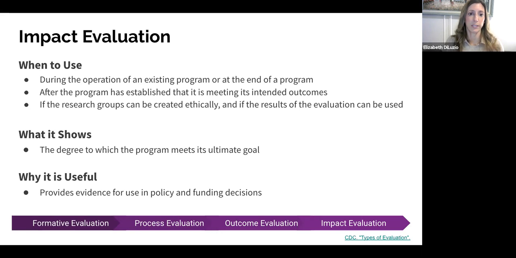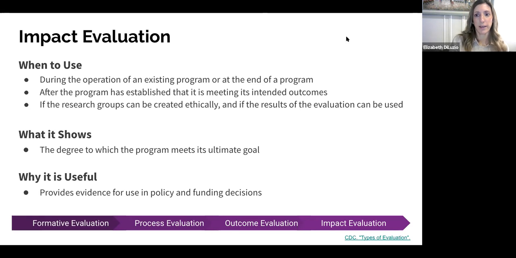And then similarly, the research groups need to be created ethically, and the results really need to be used at the end of the evaluation period. And then what it shows is the degree to which the program meets its ultimate goal. And it's useful because it provides evidence when it comes to policy and when it comes to funding decisions.